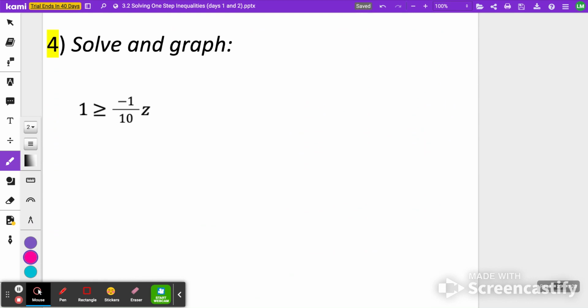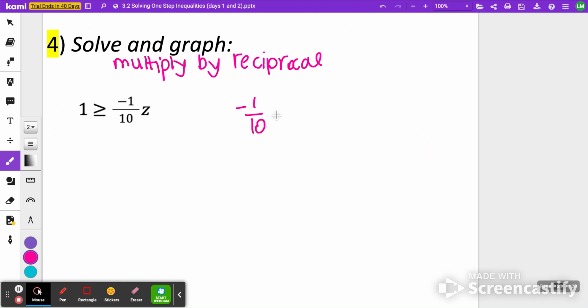Number 4 has a fraction, so let's revisit this a little bit. Remember, when we see fractions, we're going to end up multiplying by the reciprocal. The reason is because normally when we see a multiplication question with the fraction, we always want to divide, but whenever we divide by fractions, we always do keep, change, flip.